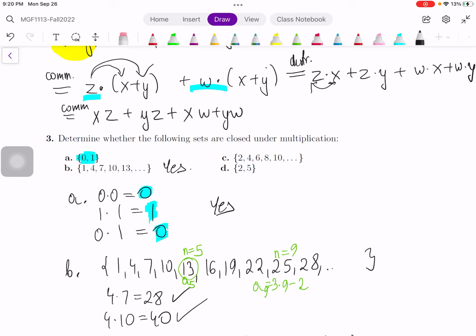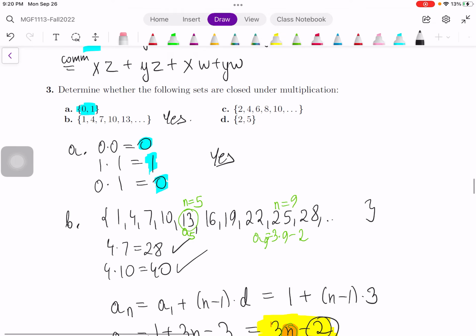Okay, and I'm going to skip C. I'm going to look at this one, which will be closed. I want you to check it. I'm not going to prove it, but just look at it. 2 times 4 would be 8, which is back in the set. 4 times 6 would be 24, and you won't see it because this is a geometric sequence, by the way, so you have to keep multiplying by 2.